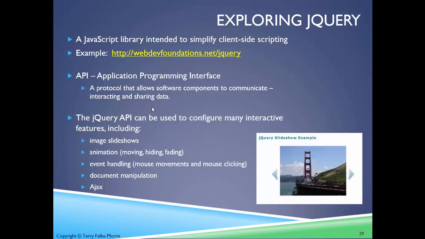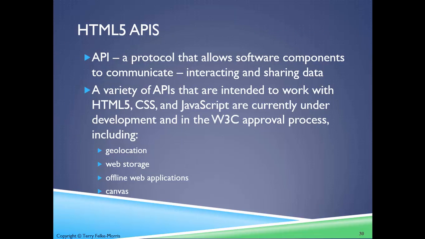You can look at what they say right there, and the author is totally right in her definition. I look at an API, for lack of better words, as a contract. The software says you're able to use all this stuff that I'm providing for you, but you agree then to use it in the right way. So you can use jQuery for a lot of things like slideshows, animation, etc. Again, an API is a protocol that allows software components to communicate. There are a variety of APIs that work with HTML5.